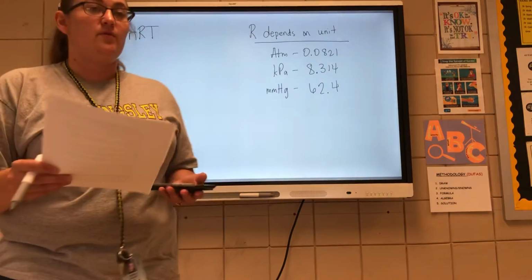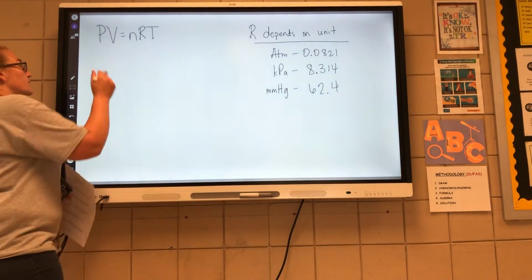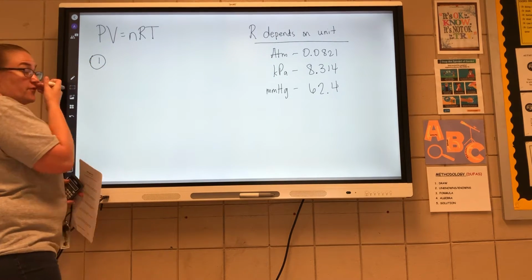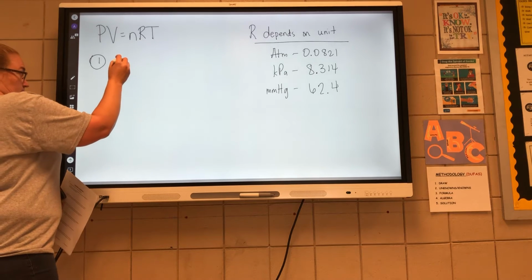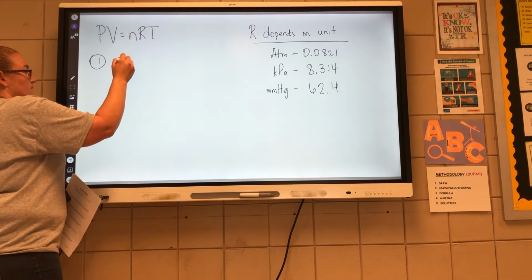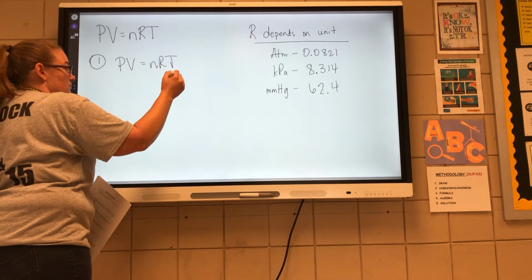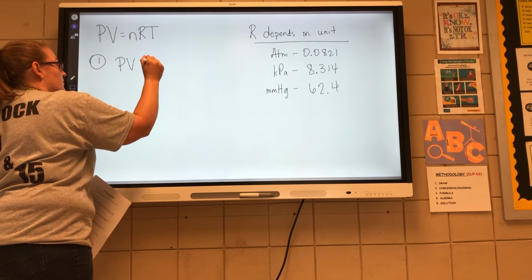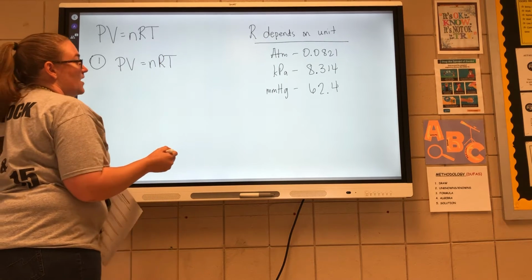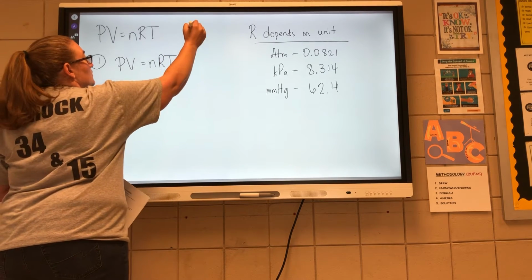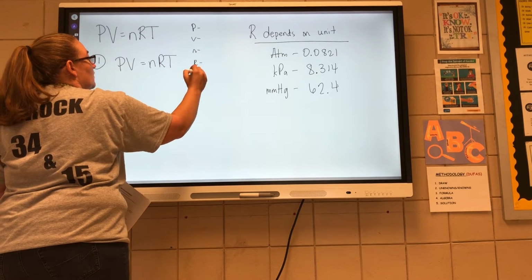So I'm just going to do a couple with you so that you've seen them done. We'll start with number 1. What's the first thing I need to do? Get your values. Write my formula, and get my values too. If it helps you to write them out, then by all means write them out. P, V, N, R, T.